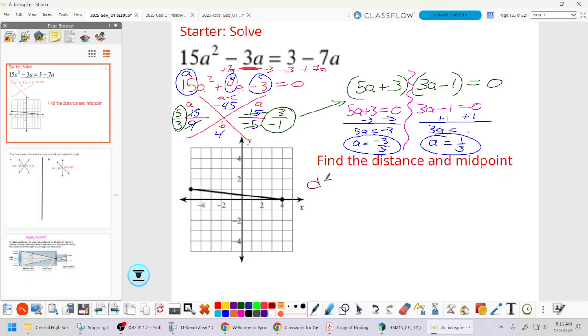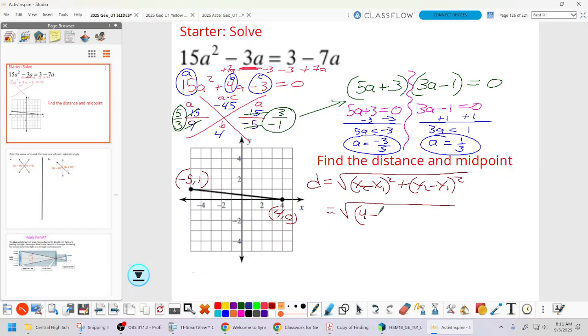Let's start with distance this time. Remember, your formula comes first, and it's just the Pythagorean theorem. So x2 minus x1. Probably a good idea to get the coordinates first. This is 4, 0, and this is negative 5, 1. Okay, so I would say 4 is the x2. So 4 minus negative 5. And then y's would be 0 and 1.